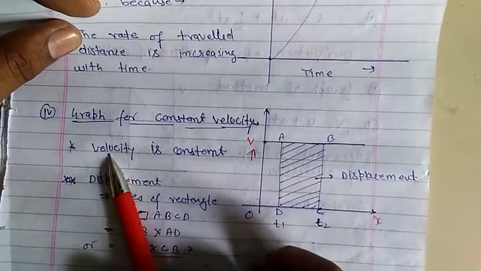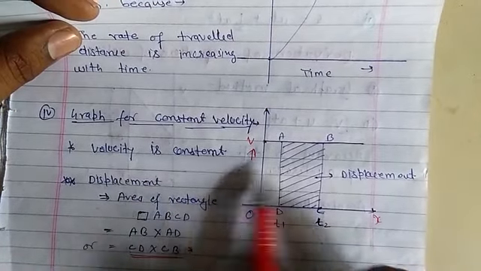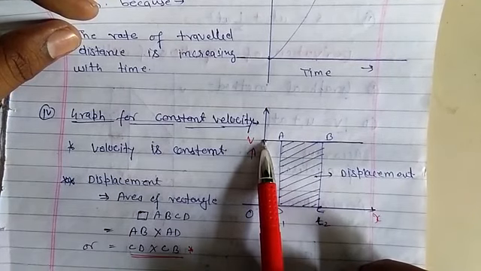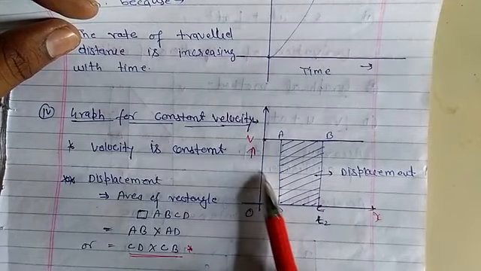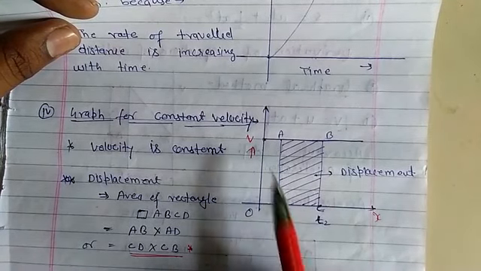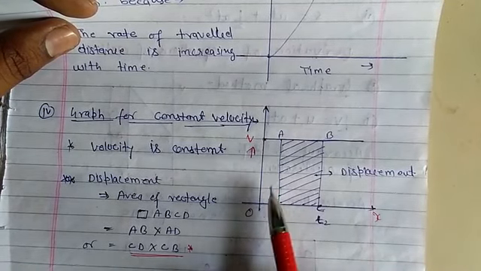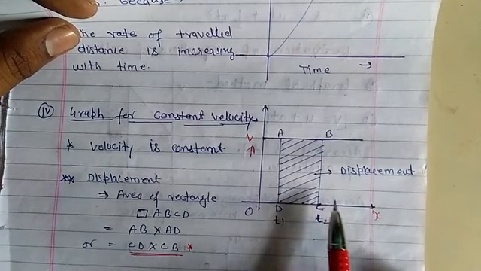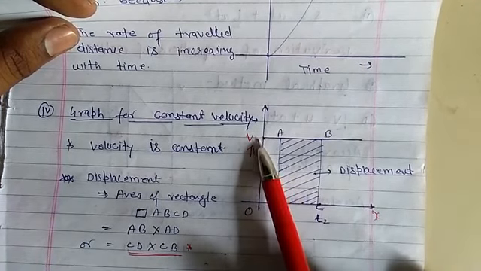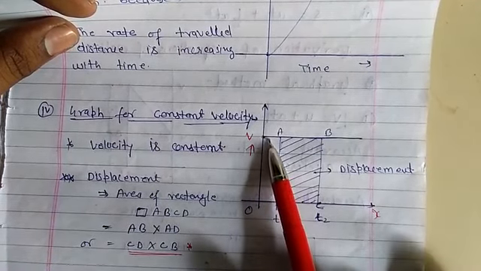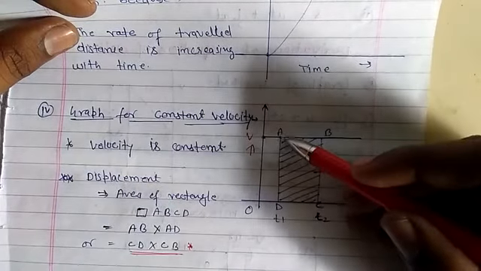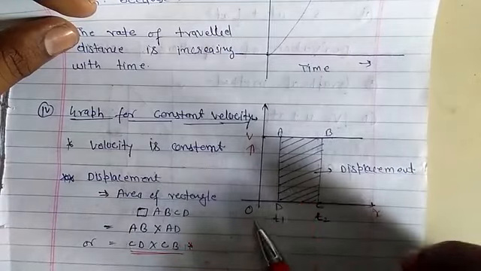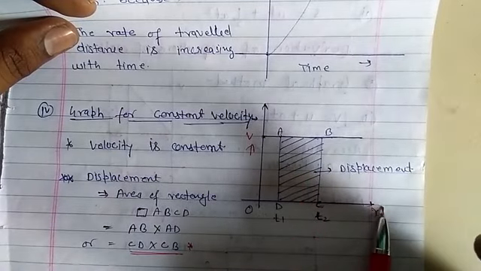Let's again discuss it. Velocity is a constant. If v is the velocity of the moving body, and you observe the velocity at different times, then you will get the same magnitude of the velocity. Then by joining all the points of intersection, you will get a straight line along the x-axis.